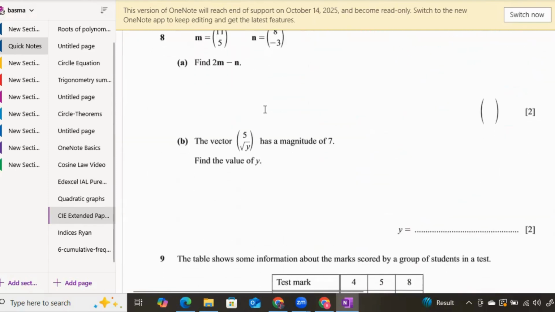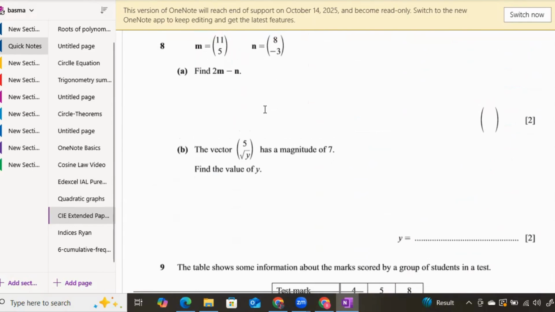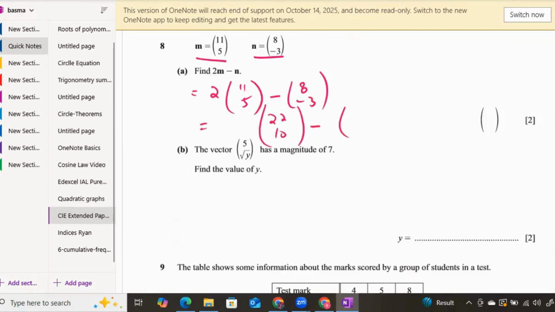Now question number 8. Question 8 is, you have two vectors m and n, find 2m minus n. So to find 2m minus n, we will first multiply m by 2. So 2 times m, which is 11 and 5, minus n, which is 8 and minus 3. So first we will multiply. That will give you 22. 2 times 5 is 10, minus 8 minus 3 comes as it is.